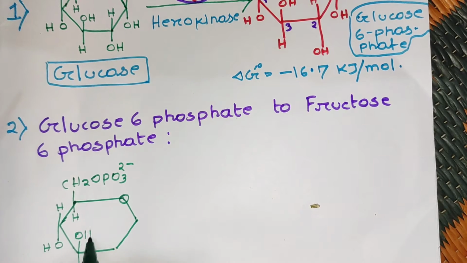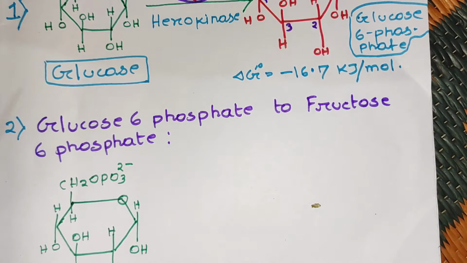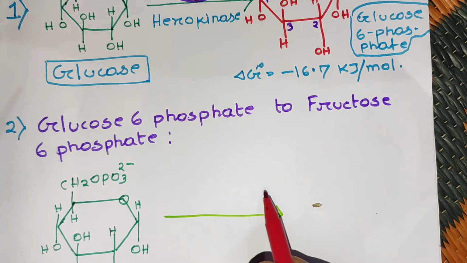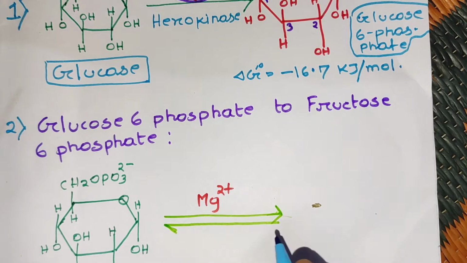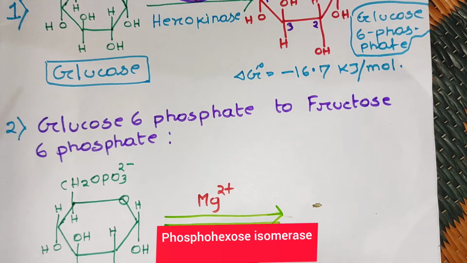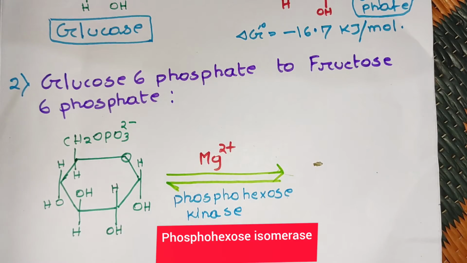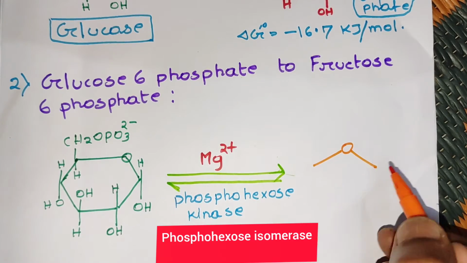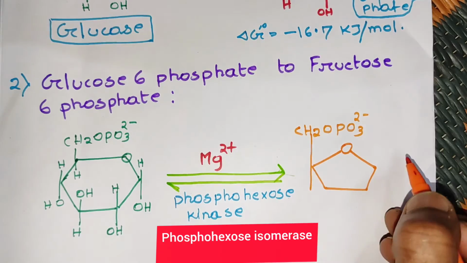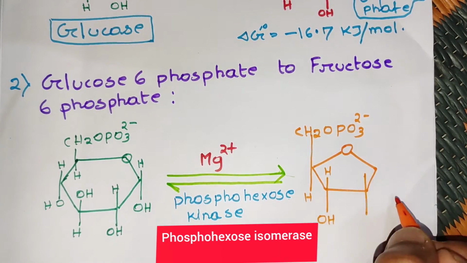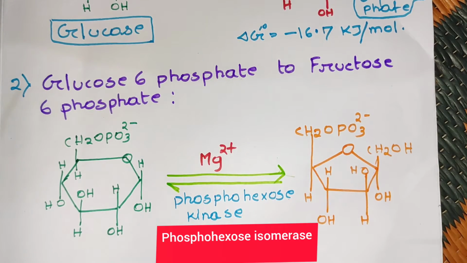And the next step is that glucose 6-phosphate is transformed into fructose 6-phosphate in the presence of an important enzyme that is called phosphohexokinase, or you can say phosphoglucokinase. This is a reversible step. Mg2+ is also needed in this step. So glucose 6-phosphate is transformed into fructose 6-phosphate. This is the structure of fructose 6-phosphate.